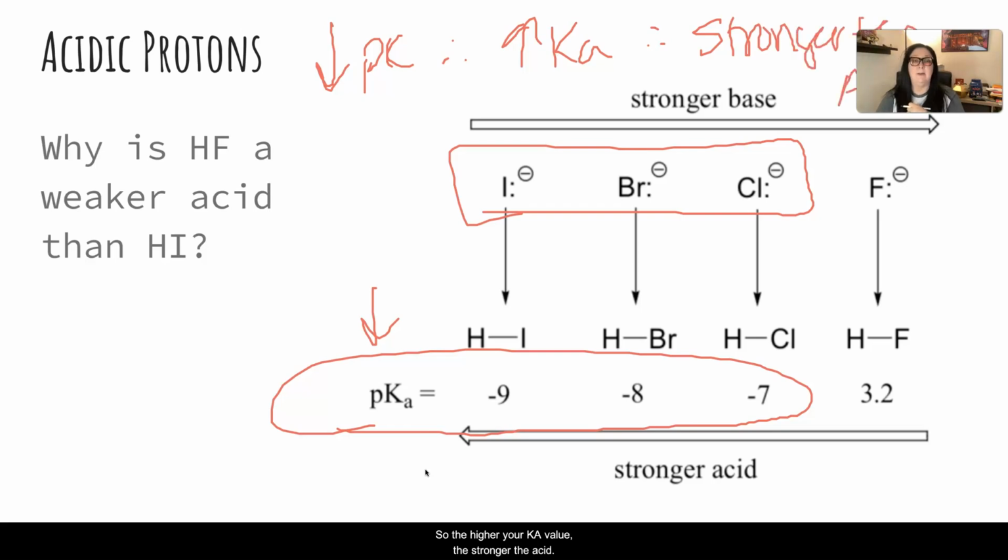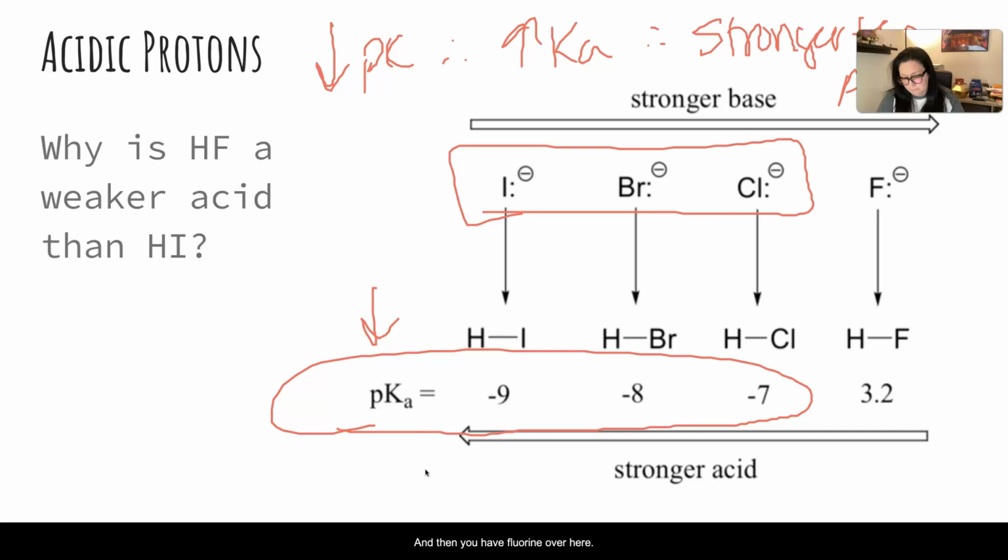So the higher your Ka value, the stronger the acid. You notice that these pKa's for I, Br, and Cl are really low. They're negative values, so these are really high Ka values. They're super strong, like off the charts, crazy strong.